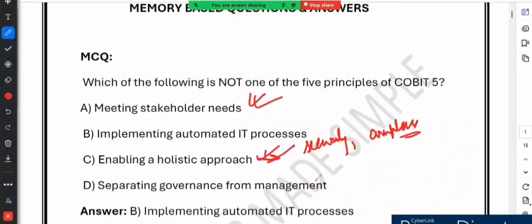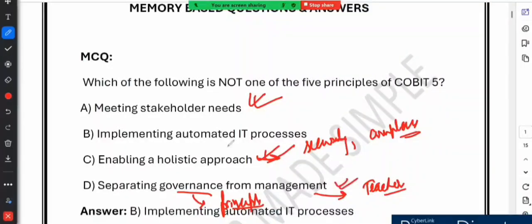Let's look at option D, separating governance from management. Think of a school. The principal is like governance, right? The principal sets the rules, and the teachers are the management, right? The teachers implement them. In IT, governance ensures policies are set and management ensures those policies are followed. So COBIT 5 clearly defines these two roles, preventing confusion and improving efficiency. So this is another principle of COBIT 5.